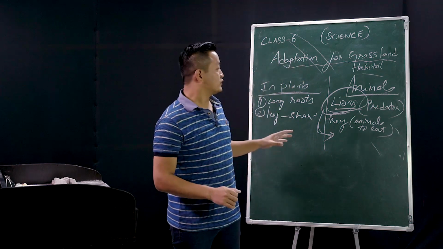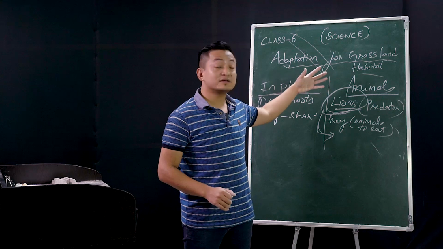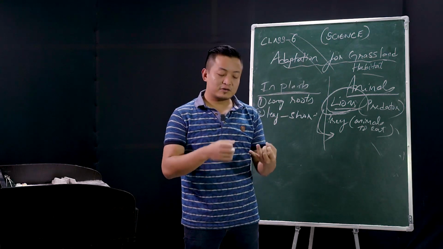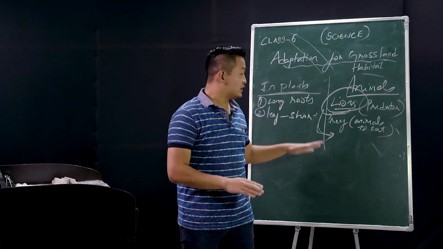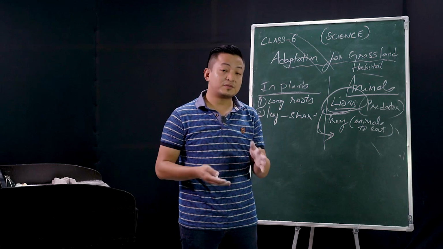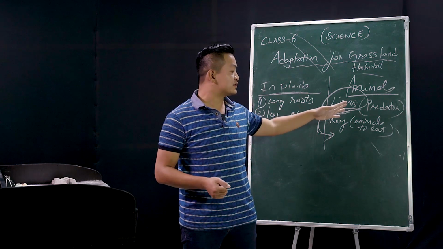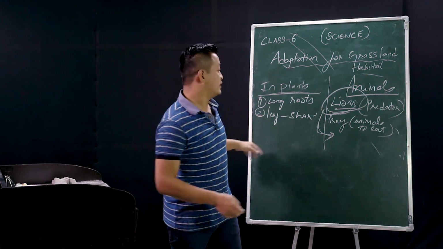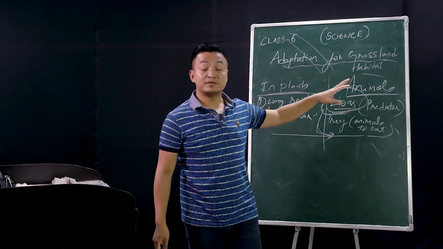Clear? So under these grassland animals, now you have to know the properties of lions, how deer have adjusted themselves, how they hide themselves, having the property of camouflage, and know the predator. What is the meaning of predator? Know the meaning of prey. Clear? So this comes to the end of this adaptation for grassland habitat.